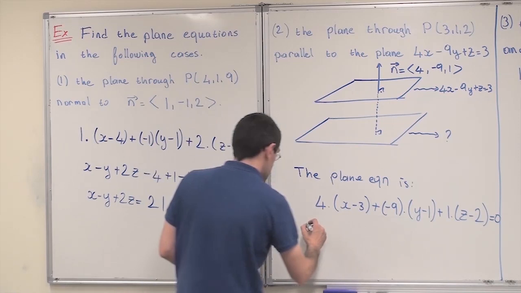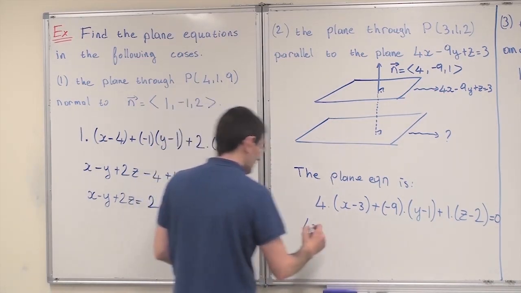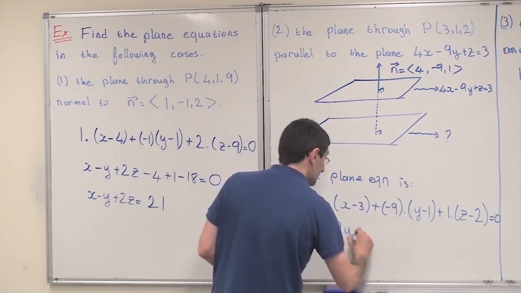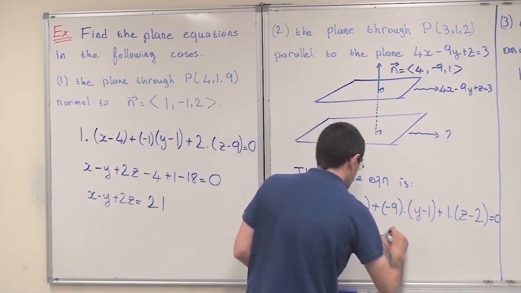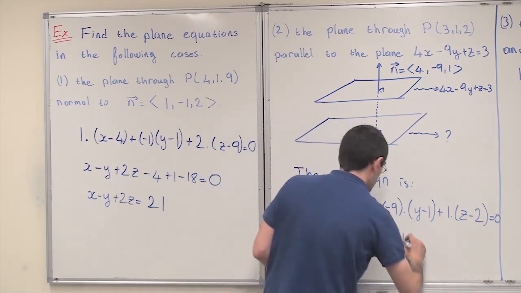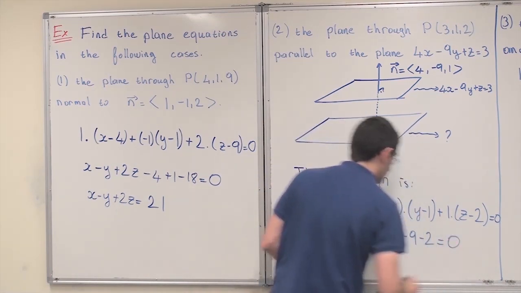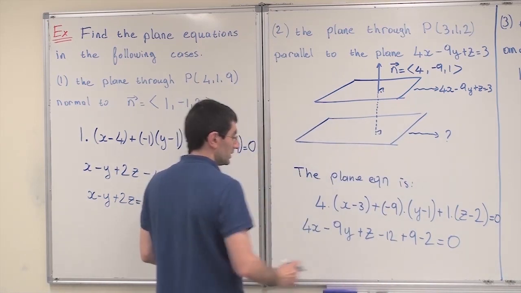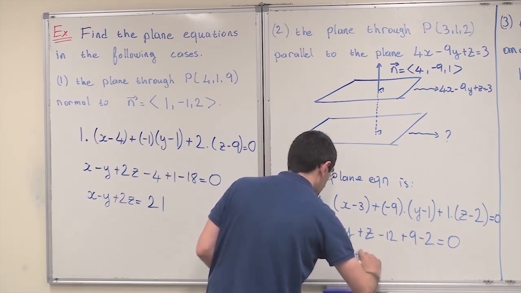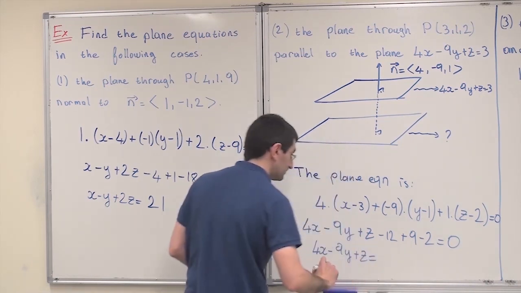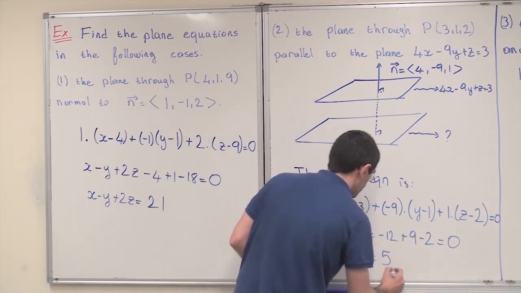And if you want to simplify this equation, variables at the beginning, 4x minus 9y plus z, minus 12 plus 9 and minus 2 is equal to 0. If we move the constants to the other side, we get 4x minus 9y plus z is equal to 14 minus 9, which is 5.